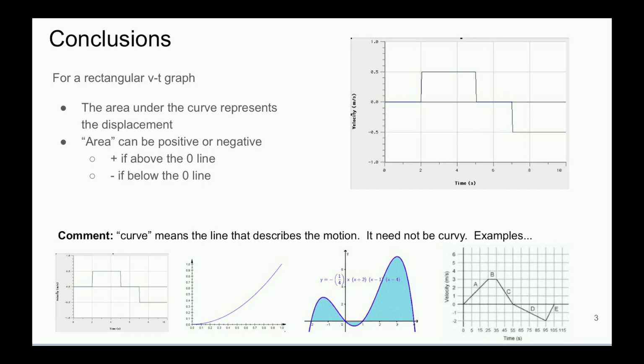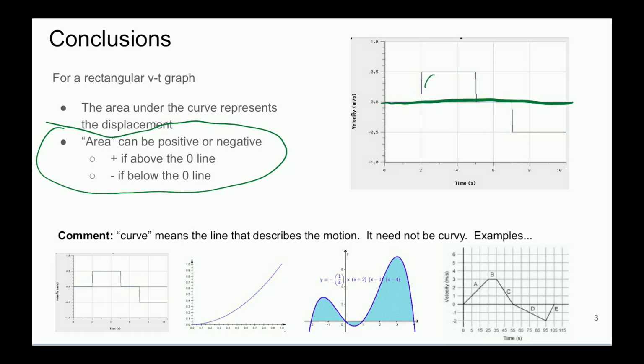Okay, so if you look here now at the conclusions, I can conclude that for a rectangular velocity time graph, the area under is displacement. And as long as I remember these two kind of things where the area can be positive or negative, unlike geometry class, right? So by definition, if it's above the 0 line, it's positive displacement. And if it's below the line, it's negative displacement. Okay, so these are plus displacements and these are minus displacements.